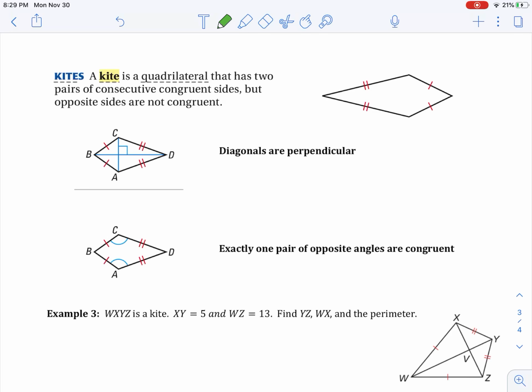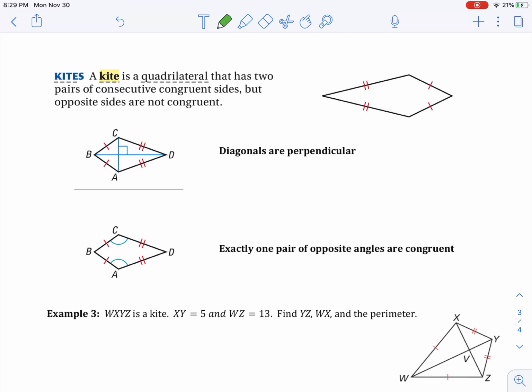So a kite, they don't say anything about parallel, right? This is the first time they haven't mentioned the word parallel. So we know parallelograms have two sets of parallel sides. We just learned that a trapezoid has one set of parallel sides. A kite doesn't have any sets of parallel sides. And what it actually has is congruent sides that are next to each other. So that's the first time that's happened, that the congruent sides were actually next to each other.